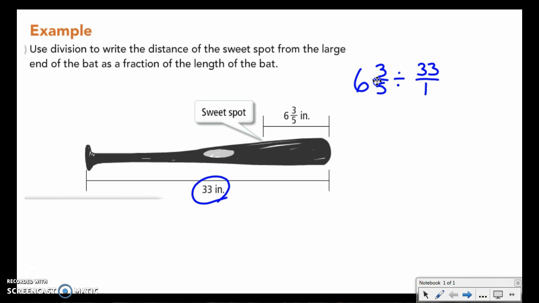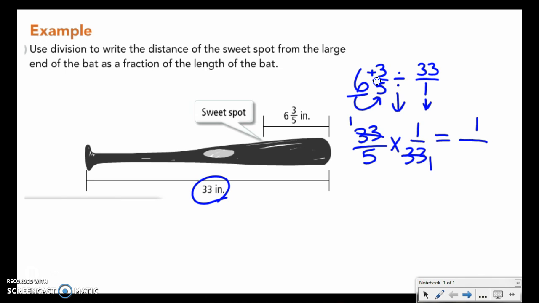Okay? First thing, turn the mixed number into an improper fraction. So you're going to get your whole number and multiply it times your denominator, and then add your numerator. 6 times 5 is 30, plus 3 is 33. And fifths. Change your sign to multiplication, and then flip your second fraction to 1 over 33. Well, when you look at this problem, you can see that 33 and 33 are both factors of each other. So if you divide both of them by 33, you'll get 1. So you have 1 times 1, which is 1. 5 times 1 is 5.